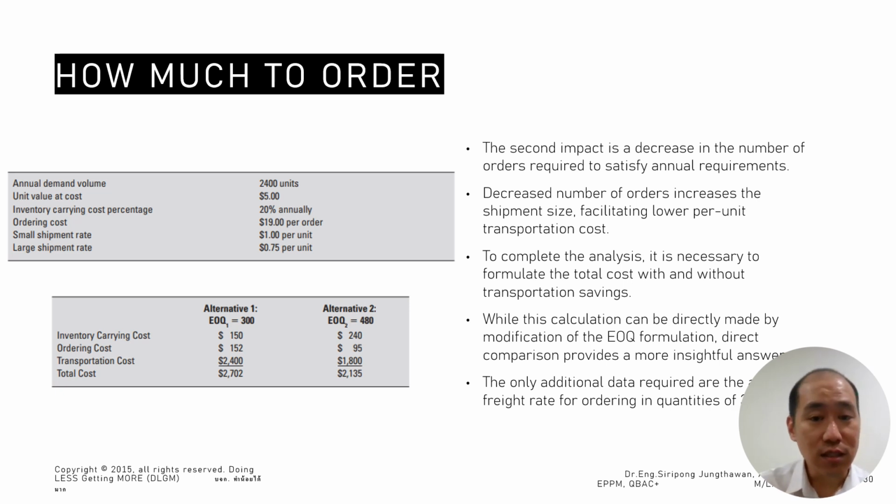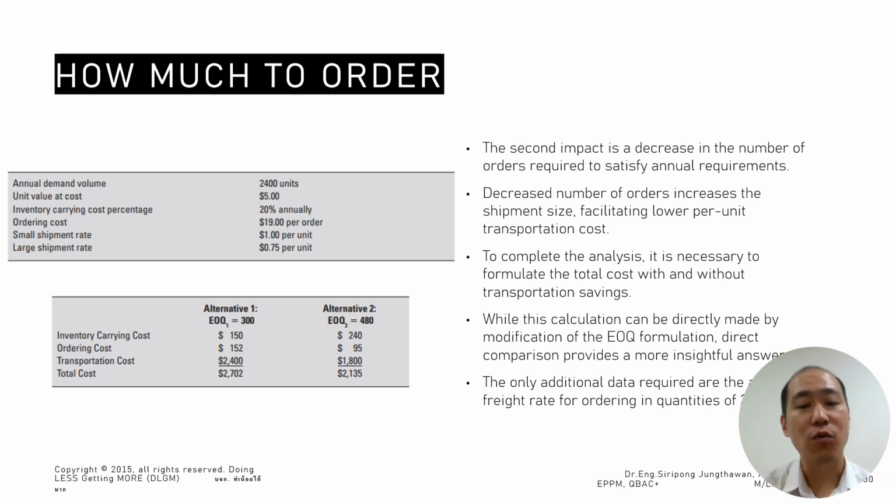You can see in this, the second impact is a decrease in the number of orders required to satisfy a given requirement. Decreasing the number of orders increases the shipment size and velocity, and lowers the per unit transportation cost. You can see you have alternative 1 and alternative 2, and the cost of each, because the price is changing and the ordering and inventory costs are not the same. You can see inventory carrying cost, ordering cost, and transportation cost.